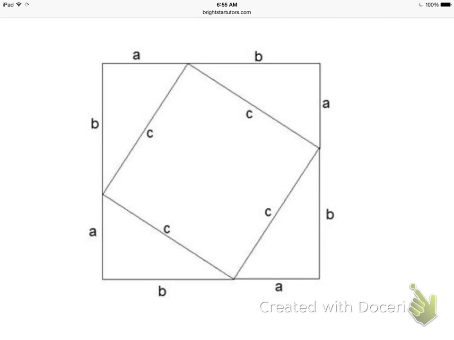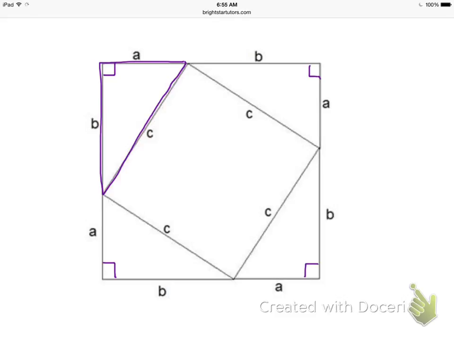Okay, so I've got a kind of fancy drawing for you here. What we've done is taken 4 copies of a right triangle. Here's one of them here. So each of these are 90-degree angles.